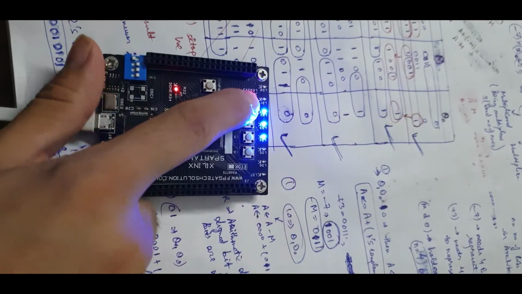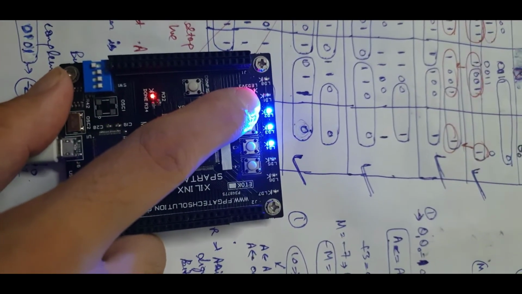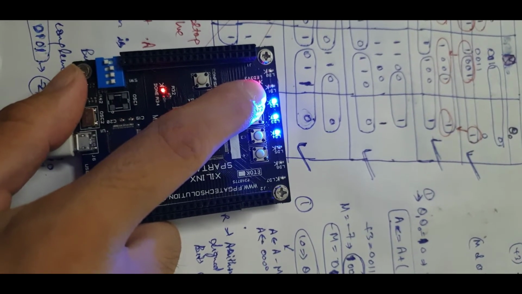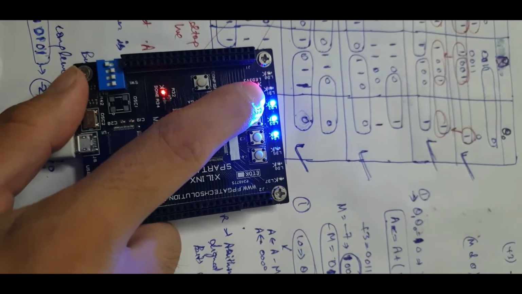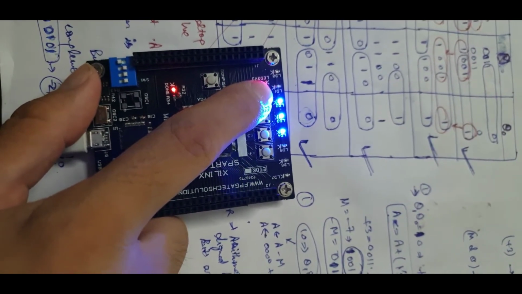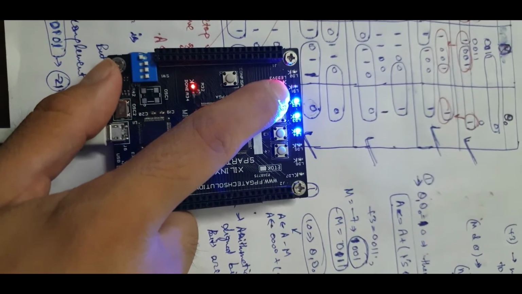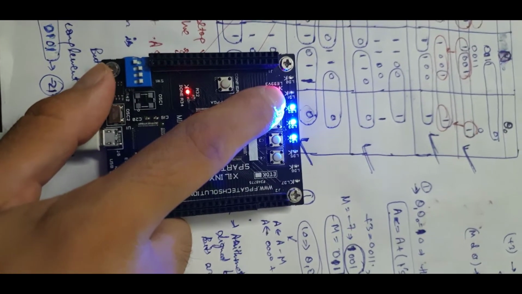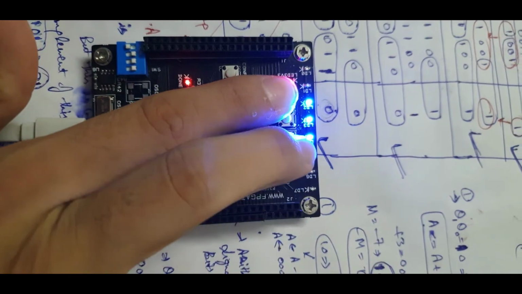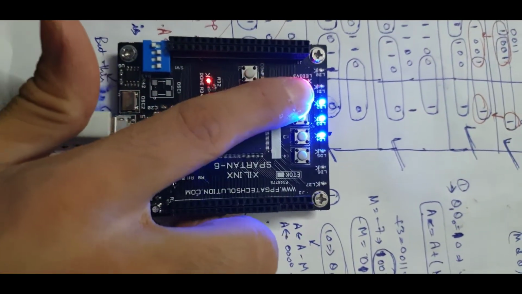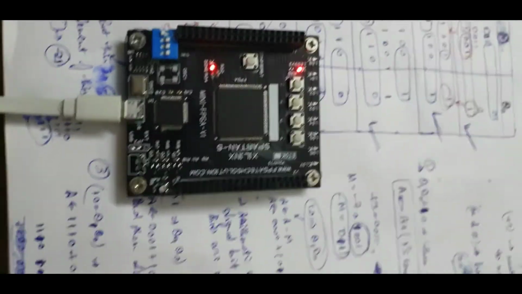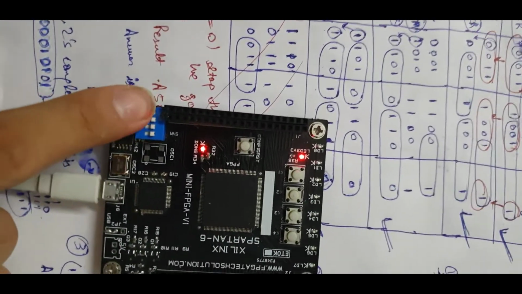Now finally I'm going to do 7 into 8. 7 into 8 is 56, and 56 is represented by 32 plus 16 plus 8, because 8 plus 16 is 24, and 24 plus 32 is 56. So 7 into 8 is 56, and this 8, 16 and 32 is also showing 56. So this multiplier is working correctly, and this is also a signed bit multiplier.